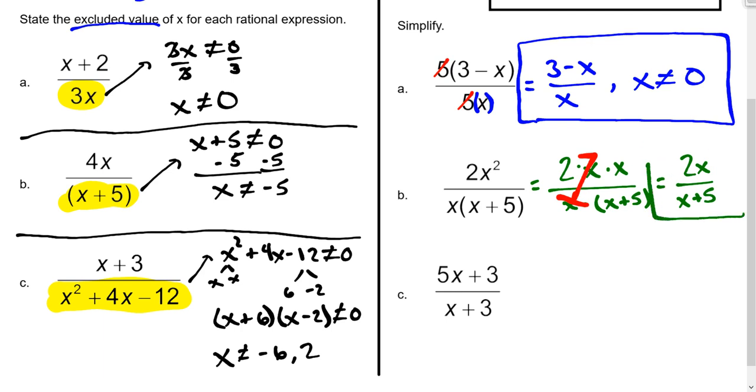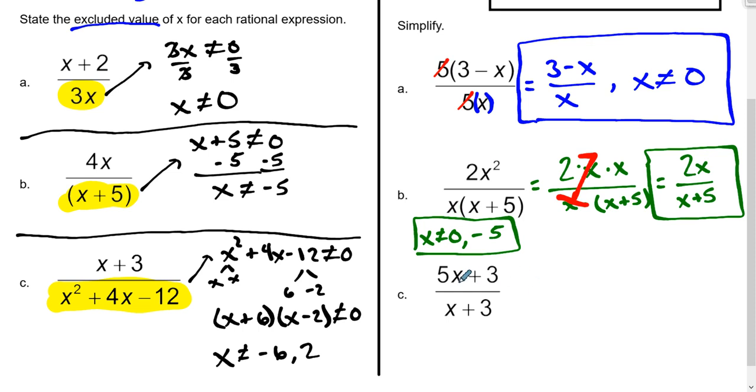If you wanted to include the excluded values, we would need to look at the original, and we would say that x can't be equal to 0, because 0 times anything is 0. We'd also say that x can't be equal to -5, because -5 plus 5 is 0, and 0 times anything would be 0. So those would be your 2 excluded values for that problem if you needed to list those as well. All right, so now let's take a look at the third problem that we've got down here.